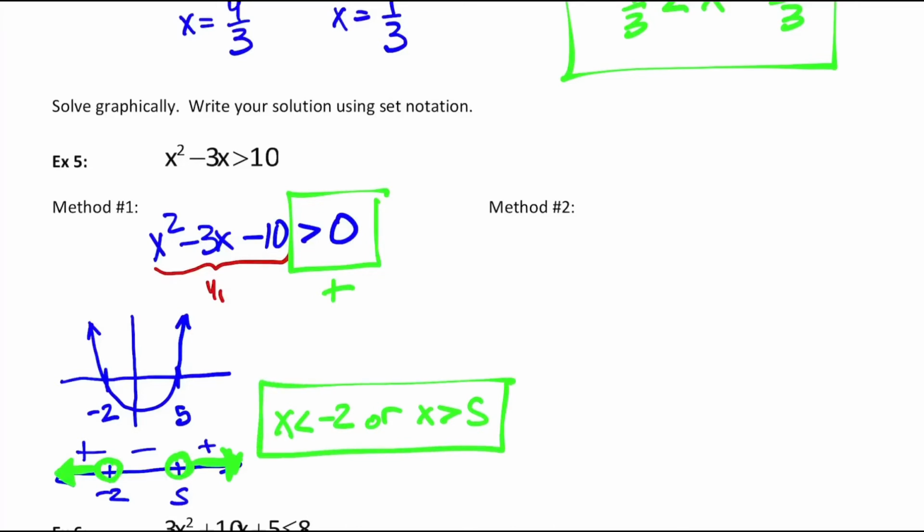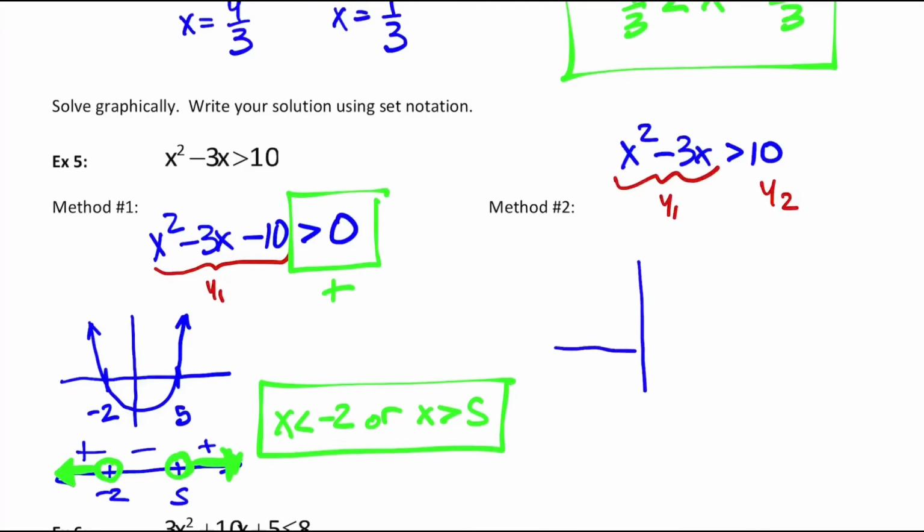So let me show you method 2. I just think it's a little bit more confusing. Method 2, use the original inequality. x squared minus 3x is greater than 10. You don't move anything over. The difference here is you put one side into y1 and you put the other into y2. So now you're going to get a graph that looks similar to the one on the left, but we have two graphs. Here's my xy. So my parabola kind of looks like this. There's y1. And y2 looks like this.